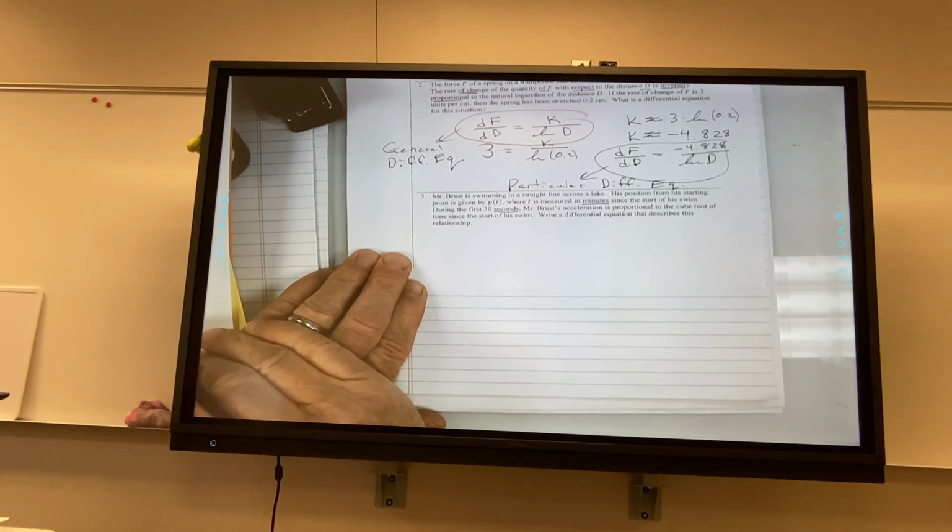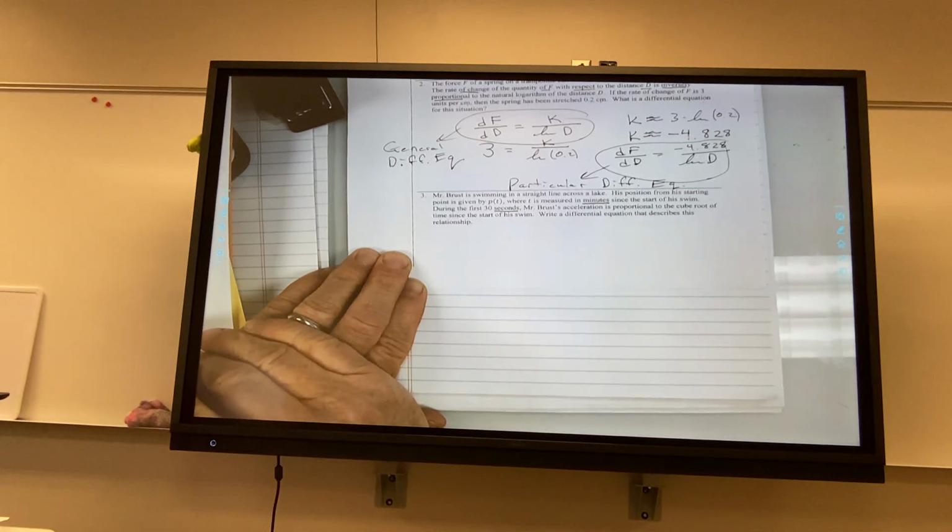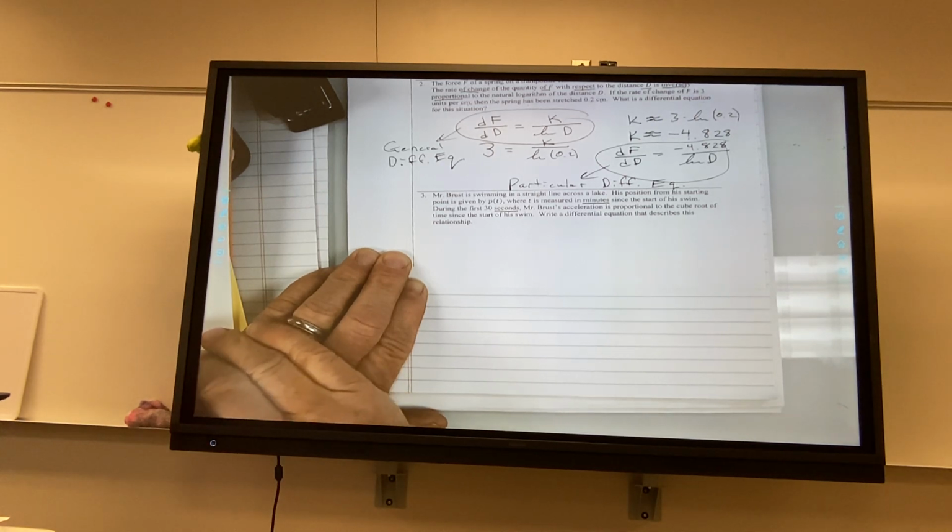Those aren't the same units, are they? Okay. During the first 30 seconds, Mr. Brust's acceleration is proportional to the cube root of the time since the start of the swim. Write a differential equation that describes this situation.